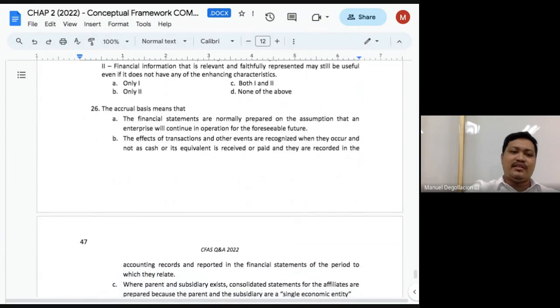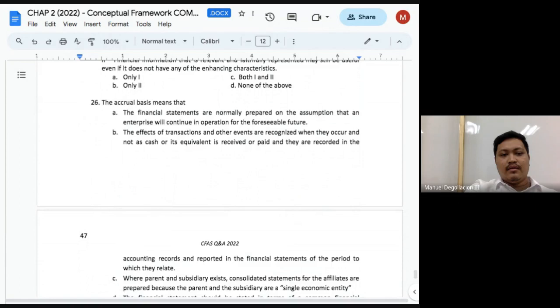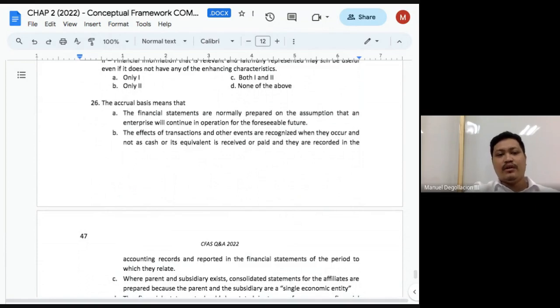26, this is just the definition contained in the framework, class. The accrual basis means that the effects of transactions and other events are recognized when they occur and not as cash or its equivalent is received or paid, and they are recorded in the accounting records and reported in the financial statements of the period to which they relate. So the answer number 26 is bravo.